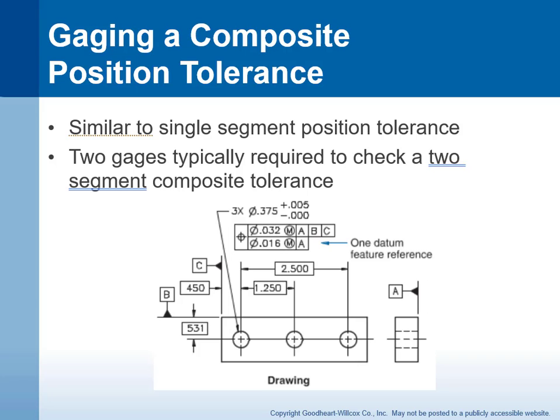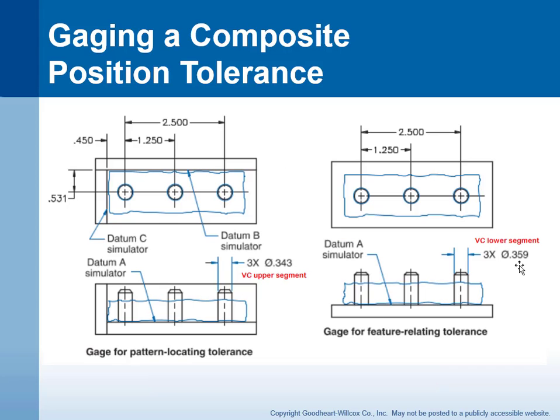Now, once we're inside the pattern, we have only 16 thousandths true position. So in which case, we have this second functional gauge for checking the lower segment. If we notice, the virtual condition of the lower segment is a different size than the upper segment because we have a tighter tolerance. This functional gauge here checks the location of the holes relative to the datum surfaces, and that's done to one virtual condition because it has a looser tolerance. Now this one over here has a tighter tolerance.